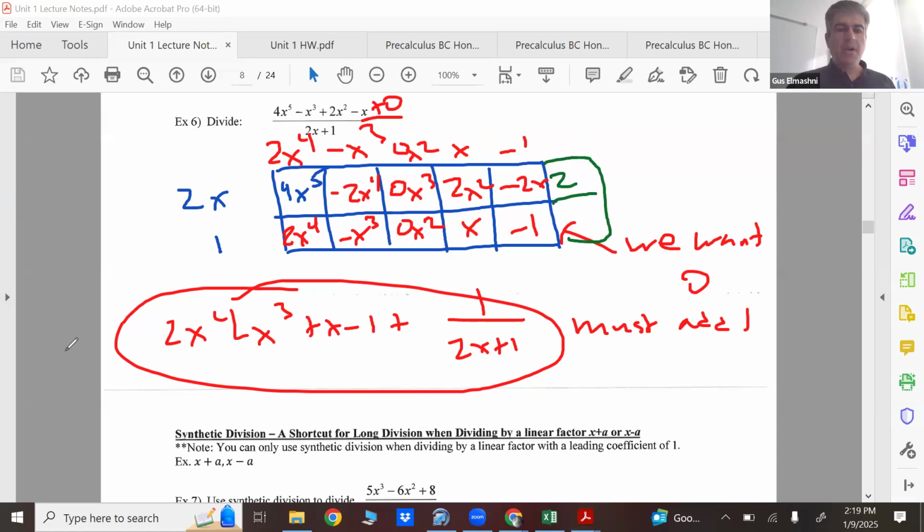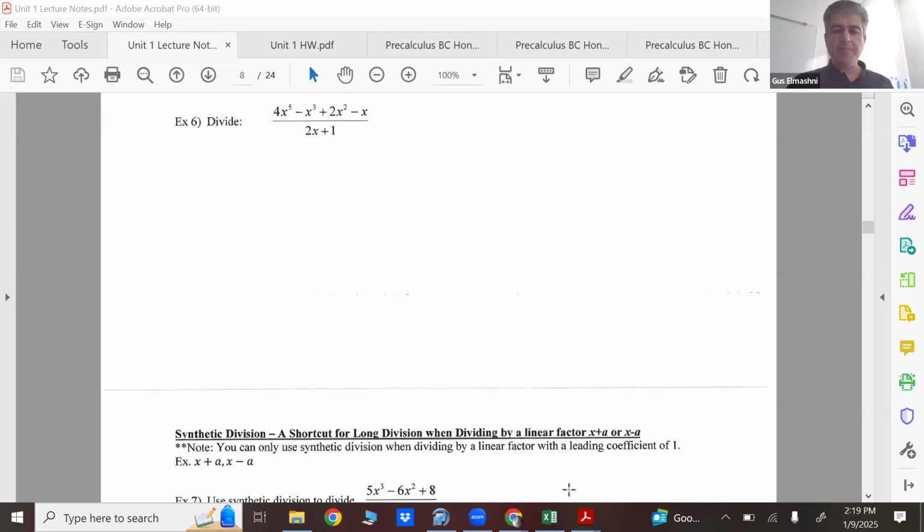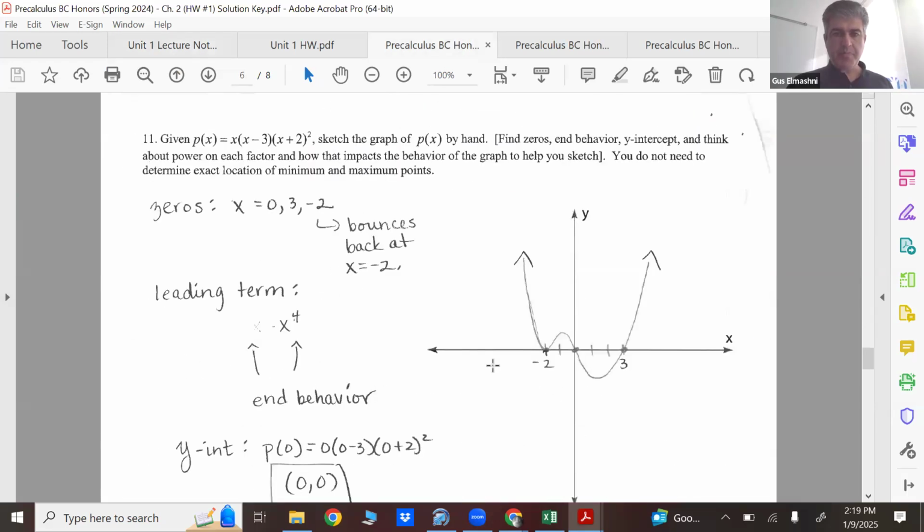All right, cool. I think we're all set. Okay, so go back to homework one more time. Let's show the answer keys, sorry. Okay, for 11, you guys are cool with how that looks. X-intercepts are 0, 3, and -2. There's a bounce at -2 because of the squared factor. End behavior is up because you're at degree 4 with a positive leading coefficient. Everything seems okay in that regard.